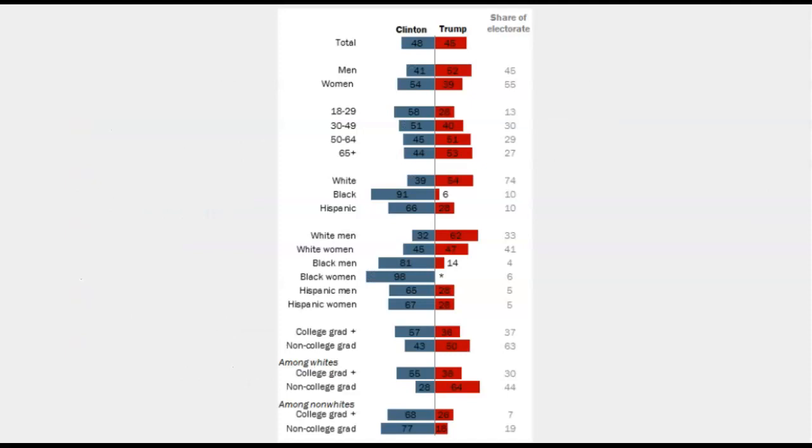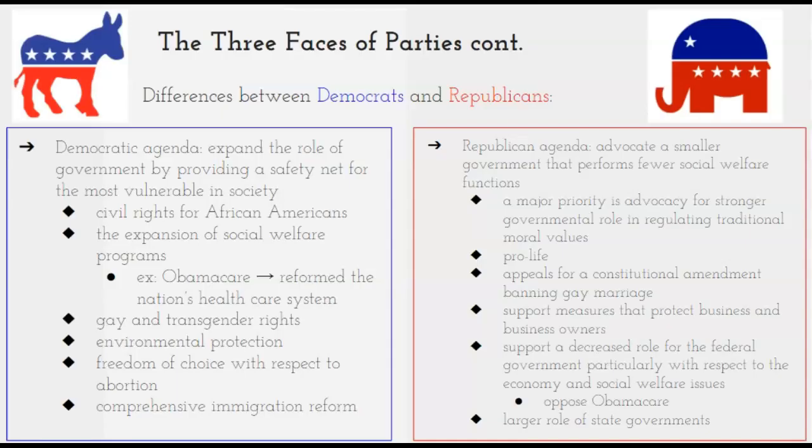Here we can see how these demographics impact the way people voted in the 2016 election between Clinton and Trump. As you can see, it coincides pretty strongly with what was mentioned before, as well as leaning as far as identifying as conservative or liberal. So let's go ahead and break this down. What are some of the specific differences between Democrats and Republicans?